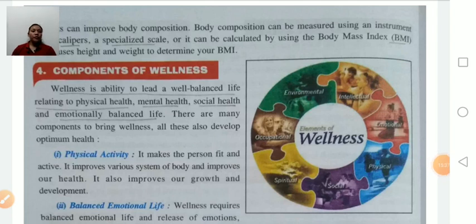Components of wellness. Wellness means being healthy and free from disease. A person who is healthy and free from disease is known as wellness. Wellness is the ability to lead a well-balanced life, relating to physical health, mental health, social health, and an emotionally balanced life. There are many components to bring wellness, as all these also develop optimum health.